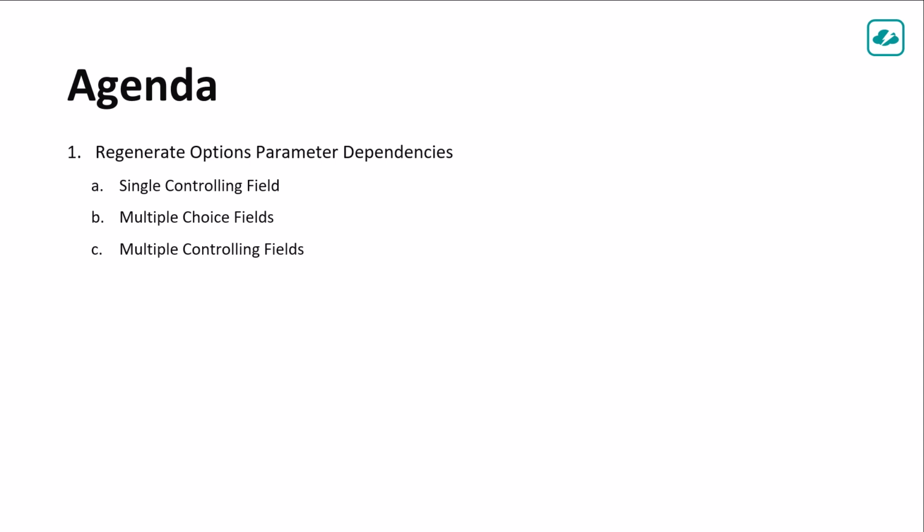So we're going to walk through 3 use cases there for a single controlling field, multiple choice fields where you have one field that could have multiple values. And based off of each of those values, we might choose to add different options to the list. And then finally, the multiple controlling fields where you have 2 or more fields that all control what values are available in this one parameter field that we're trying to control the options for. Let's go ahead and get started.